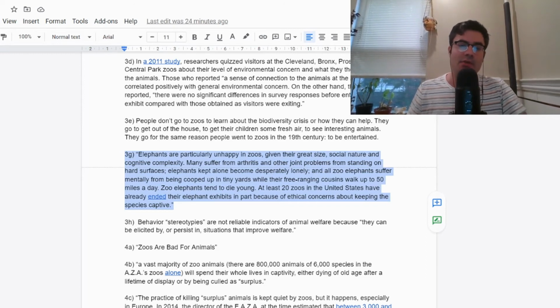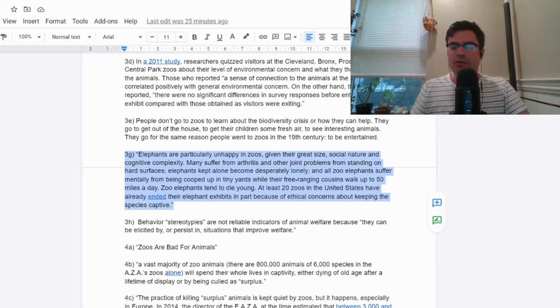Many suffer from arthritis and other joint problems from standing on hard surfaces. Elephants kept alone become desperately lonely, and all zoo elephants suffer mentally from being cooped up in tiny yards, while their free-ranging cousins walk up to 50 miles a day. Zoo elephants tend to die young. At least 20 zoos in the United States have already ended their elephant exhibits, in part because of ethical concerns about keeping the species captive.